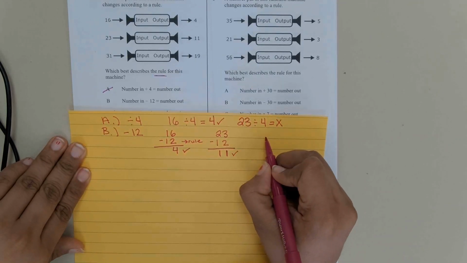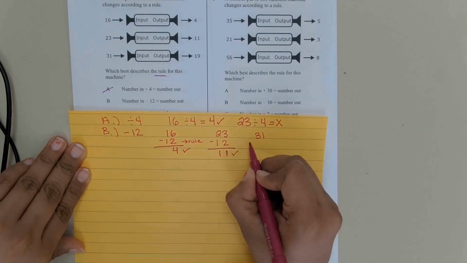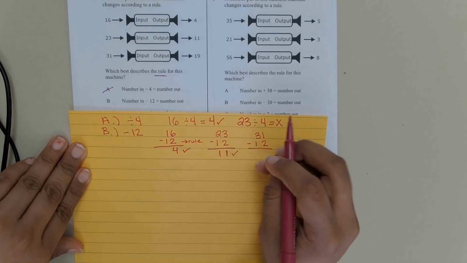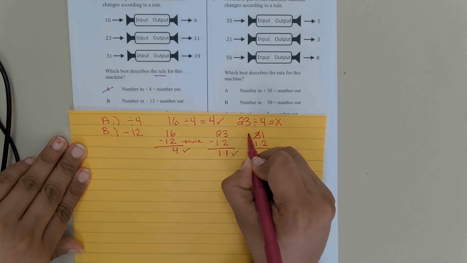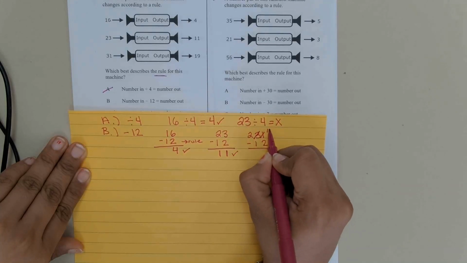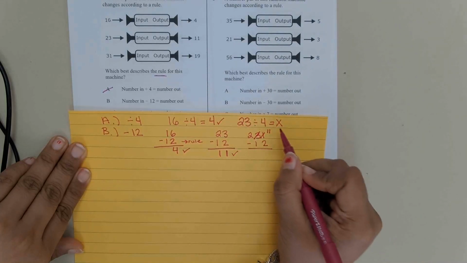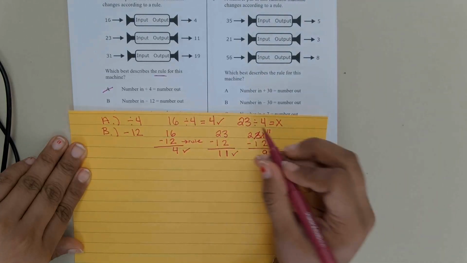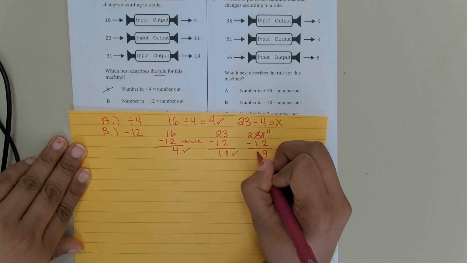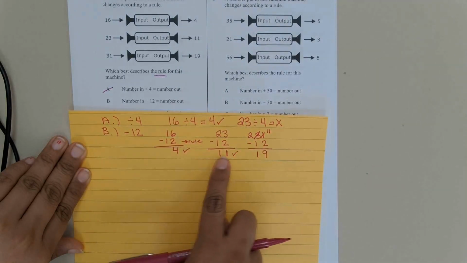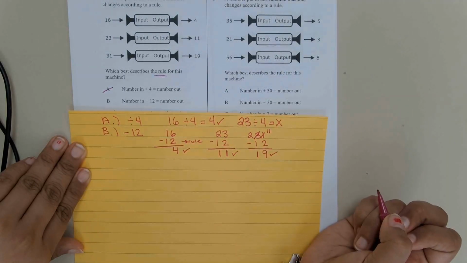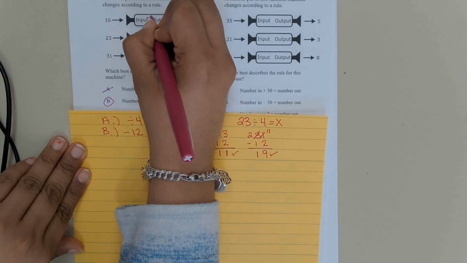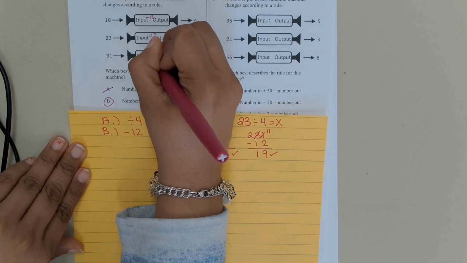Now let's look here. I have 31 subtracting 12. Can 1 take away 2? No, it can't, so I have to borrow. This becomes a 2, and this becomes an 11. 11 minus 2 becomes a 9. 2 minus 1 is 1, and I get 19. Do all three match correctly? Yep, so I know my rule here is to subtract 12. This would go right in the middle.